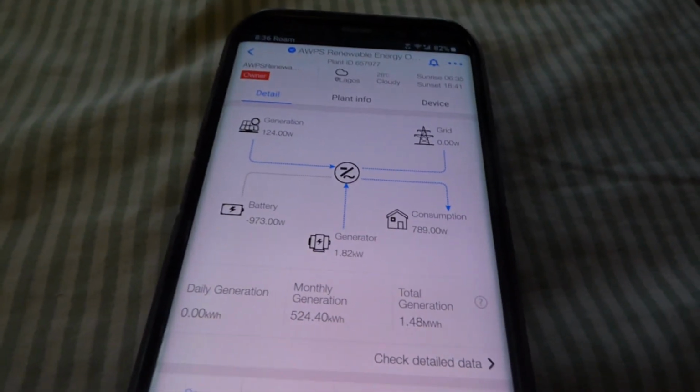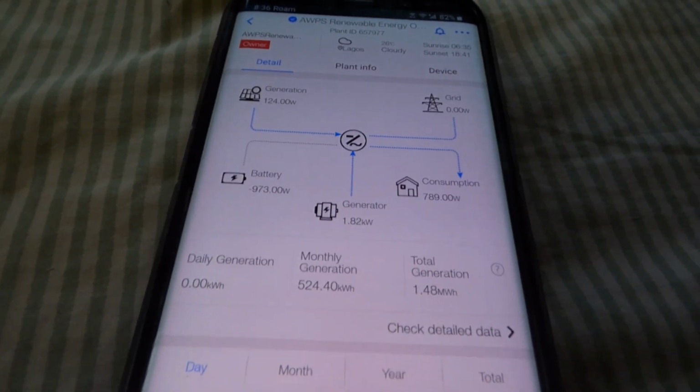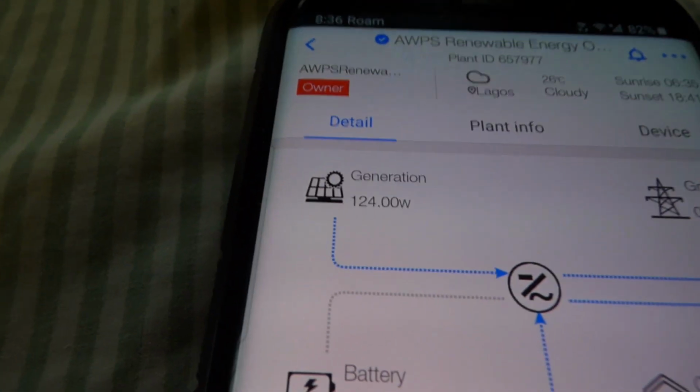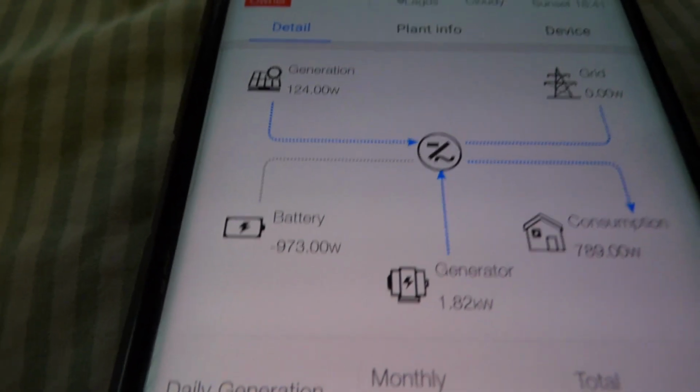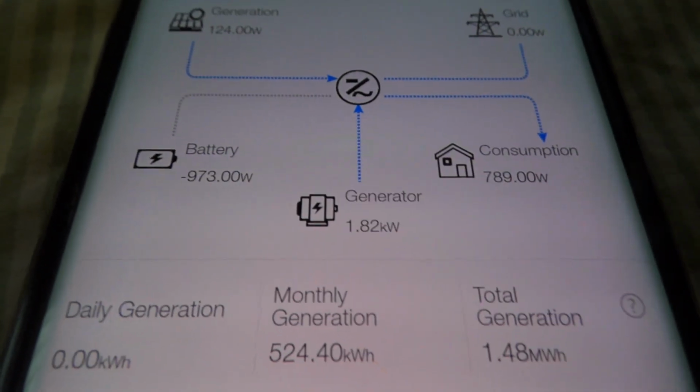Now here is our Deye inverter on one of our clients. As you can see, there is no grid. He's only generating 124 watts, but his battery has 973 watts going into it, and it's coming from his generator.